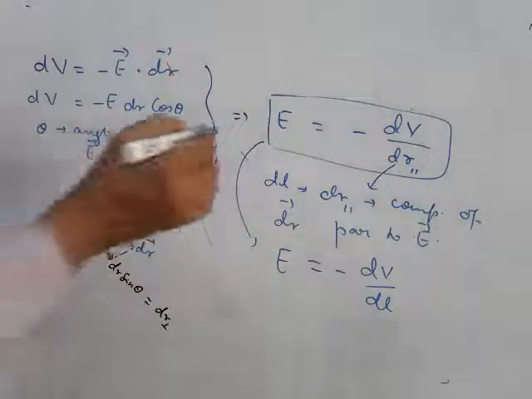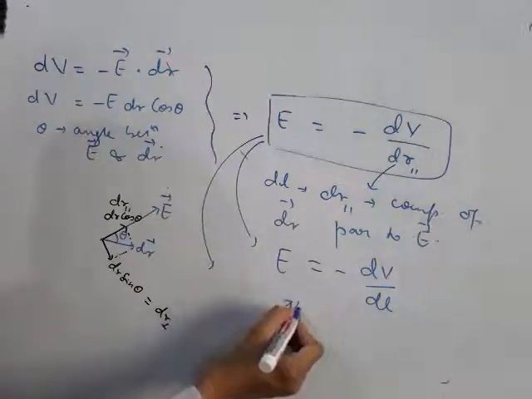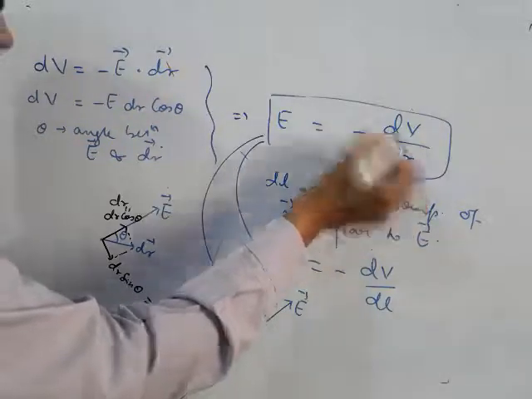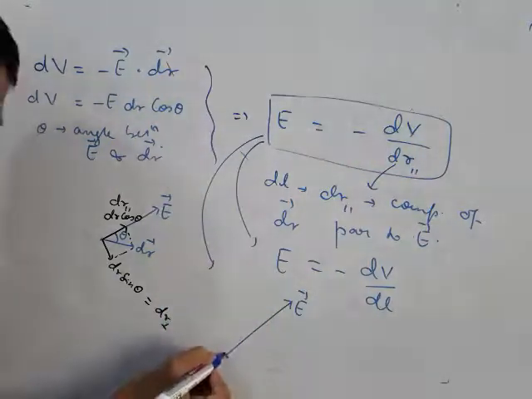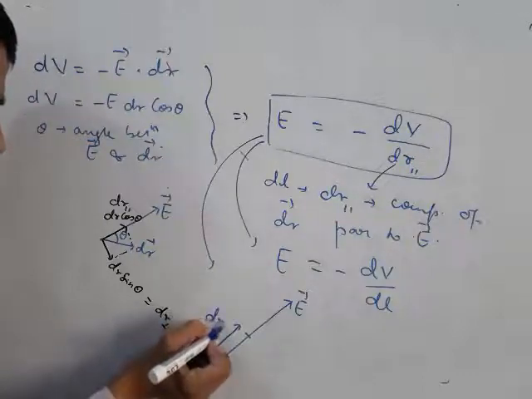Then, so what does this mean physically? Physically, what it means is that if this is the direction of electric field, then if we move by a small amount dr parallel in the direction of electric field, so in the direction of electric field I move from here to here by how much? Dr parallel.